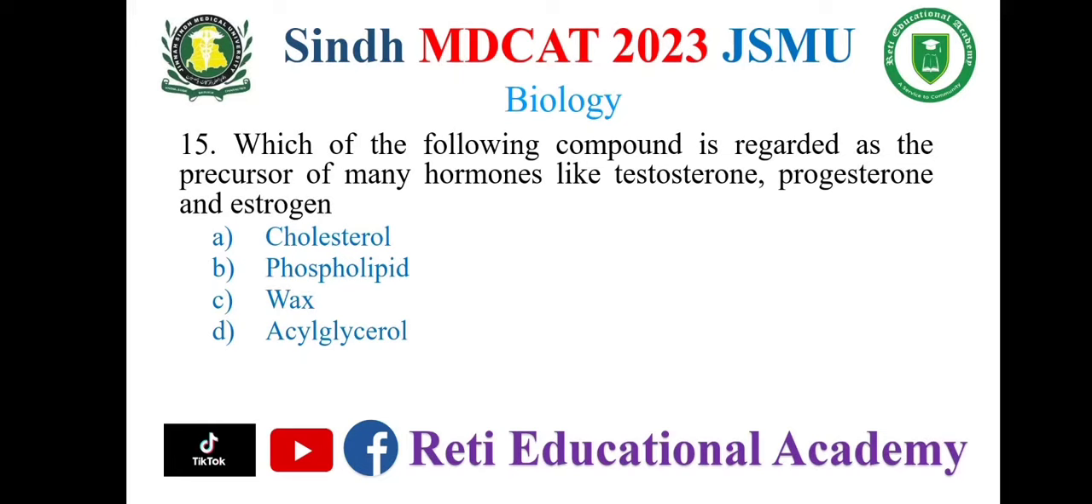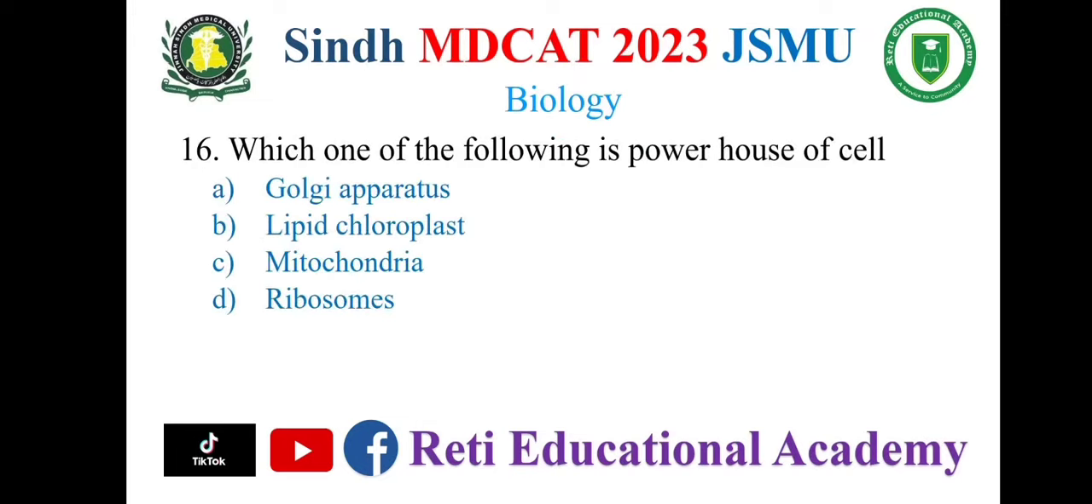Question number 15. Which of the following compound is regarded as the precursor of many hormones like testosterone, progesterone, and estrogen? A. Cholesterol. B. Phospholipids. C. Wax. D. Acylglycerol. And the correct option is A. Cholesterol.